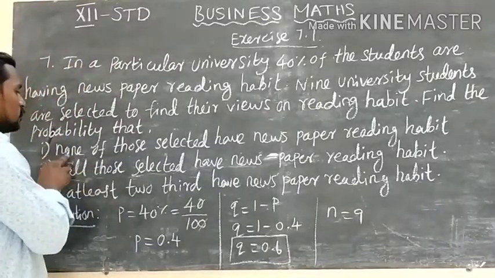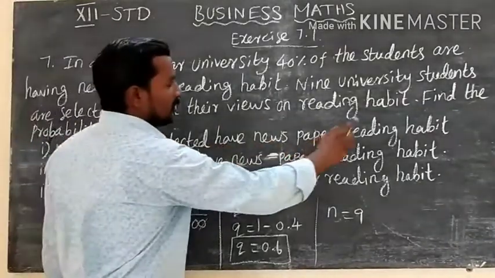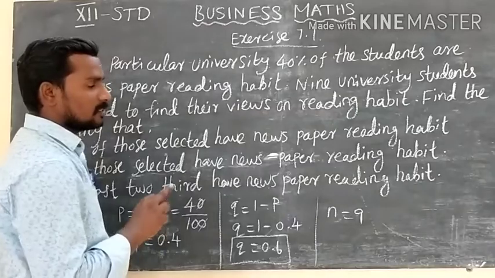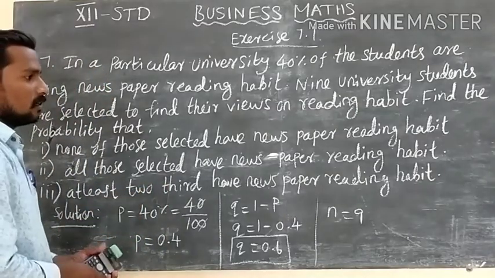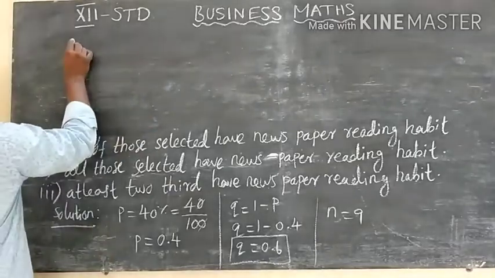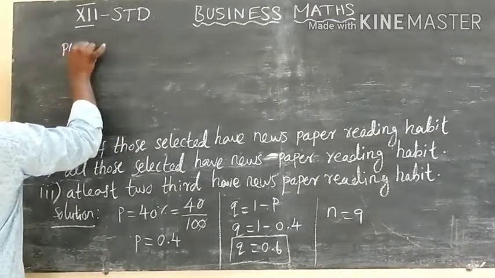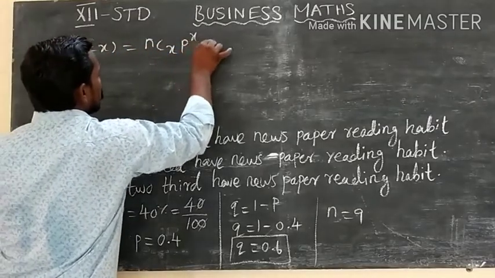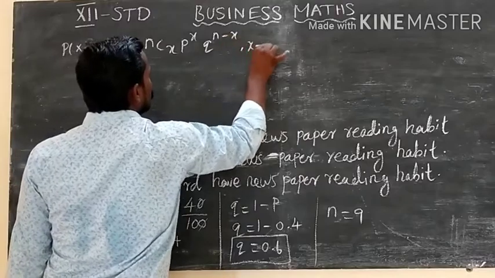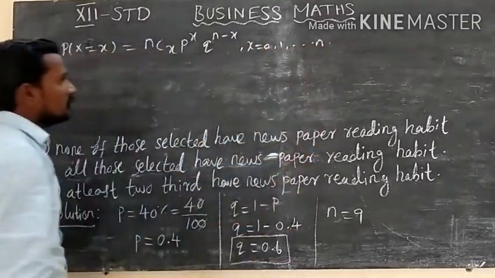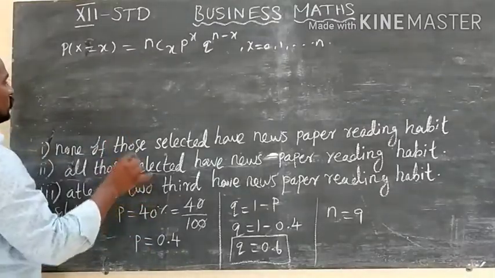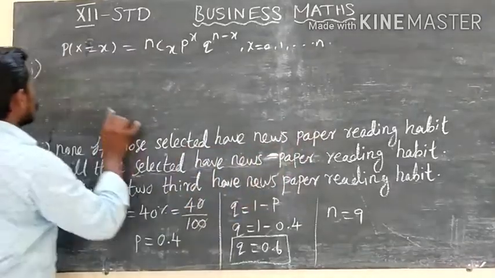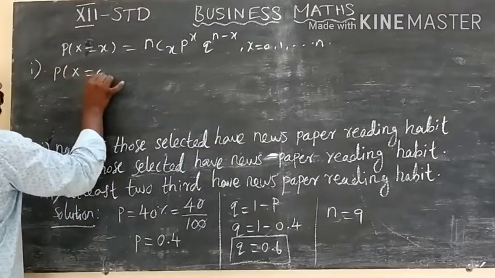The x value for the first question: none of those selected have a newspaper reading habit. That means no one selected has the habit, so x is equal to 0 in the first question. Have you understood? The probability mass function is P(x) = nCx p^x q^(n−x), for x = 0, 1 and so on up to n. This is your binomial distribution definition. So for the first question, we need P(x = 0).